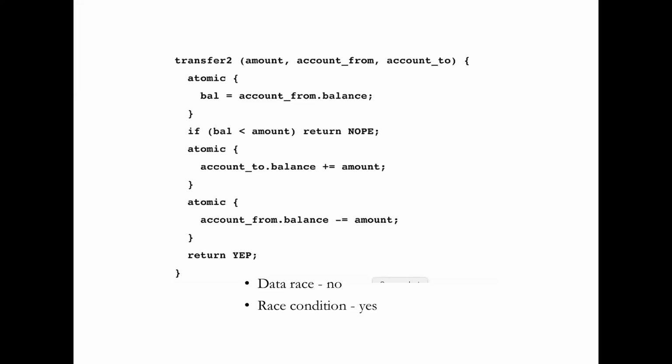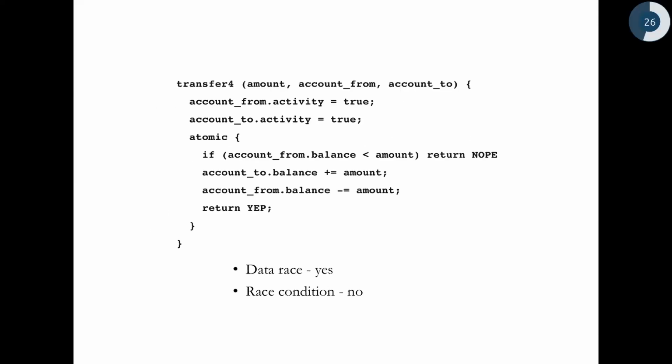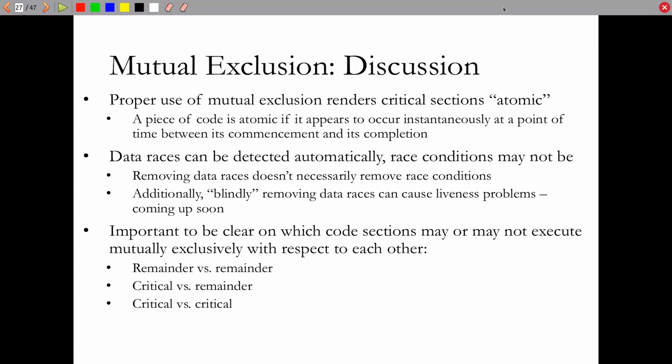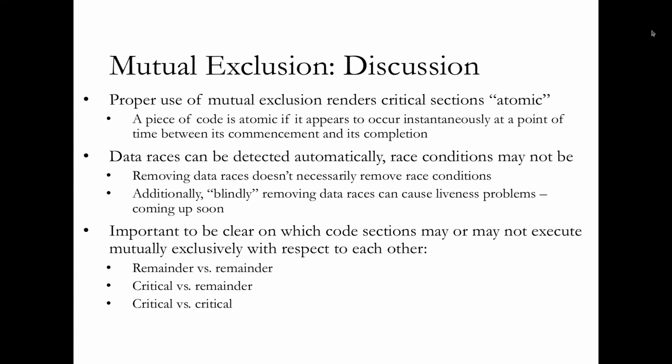Therefore, if you look at this example, just because you got rid of data races doesn't mean that you eliminated race conditions. In fact, it can even be dangerous, because if you blindly remove data races, it can create liveness problems. That means you can have deadlocks, livelocks, and so on. Those are concurrency issues that we will discuss later.